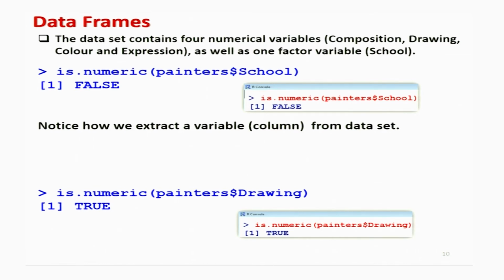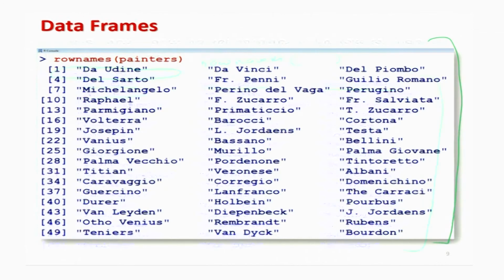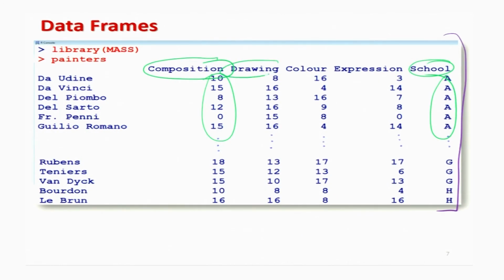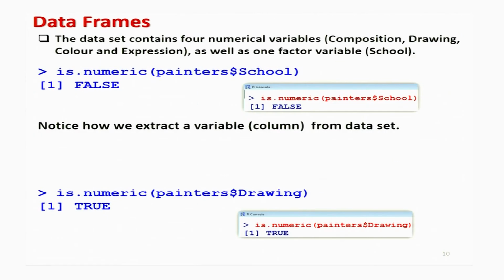For example, as I showed you, the variables composition, drawing, color, and expression have numerical data. But for school, you have data like A, B, C, D, etc. So there are 4 variables here, composition, drawing, color and expression, which have numerical values, and one variable, school, which is a factor variable, right? But as such I don't know, so I would like to first understand how to get it done. So now I'm going to tell you 2 things.